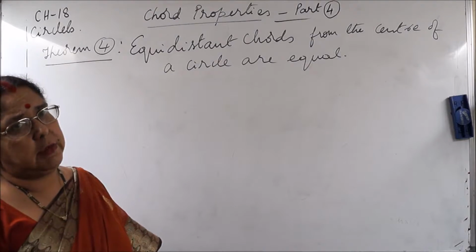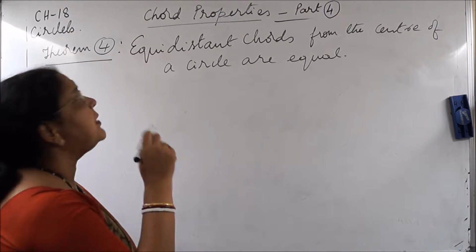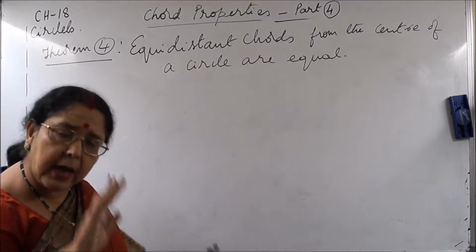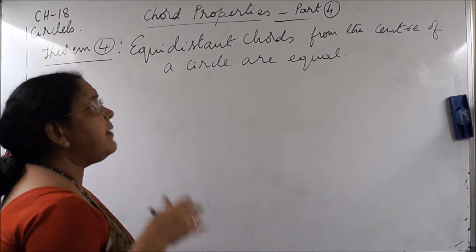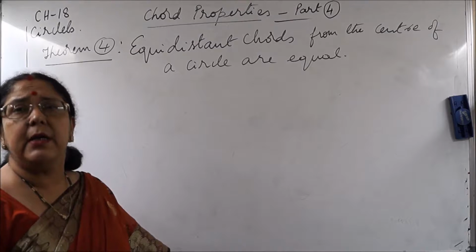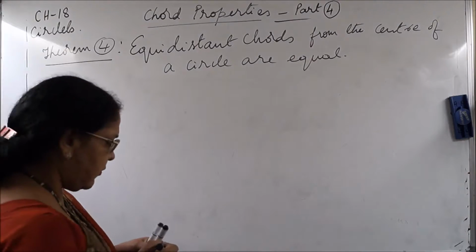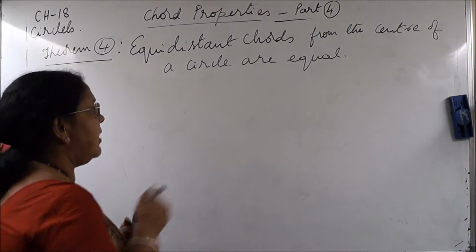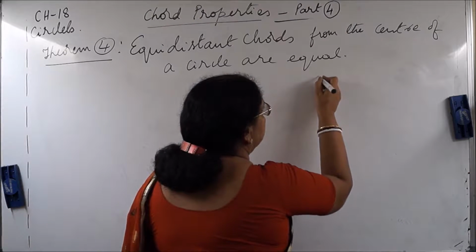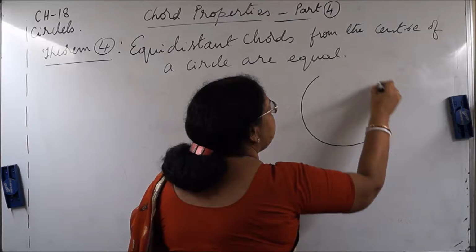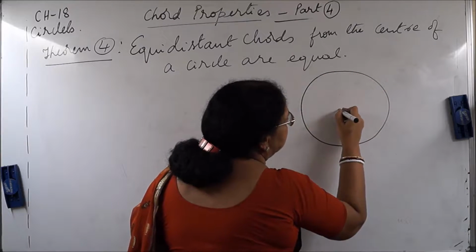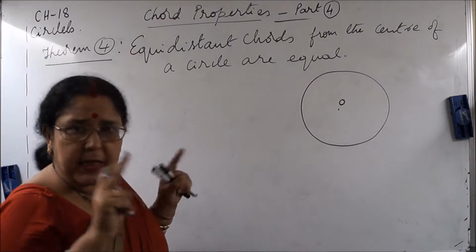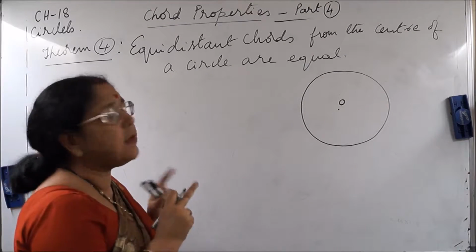Earlier we knew that the chords are equal and we verified that they are equidistant from the center. Now we know that they are equidistant from the center, that means their perpendicular distances from the center are equal, and we will verify whether the chords are equal or not. For that, let us draw the diagram. We have a circle with center O. We know two chords are there, AB and CD, which are equidistant from the center.